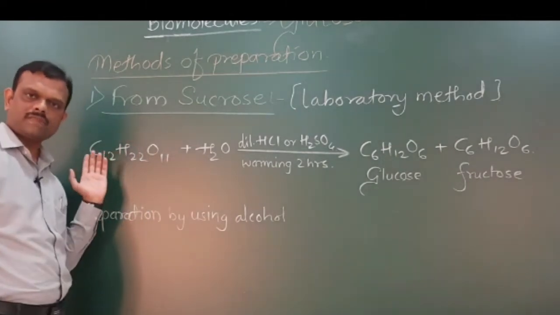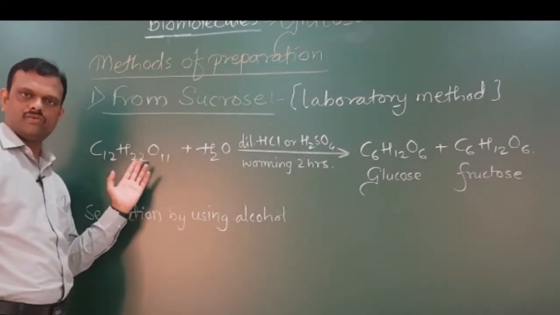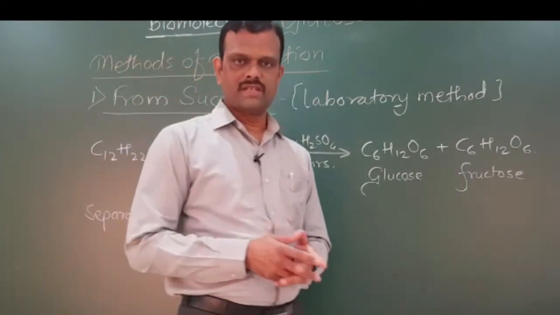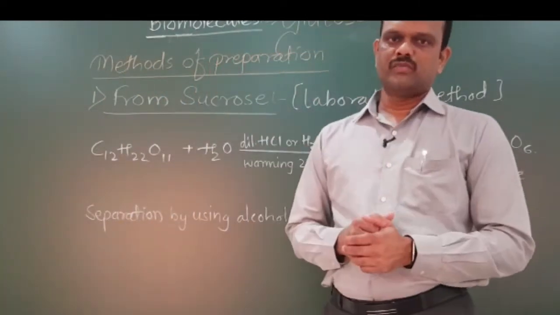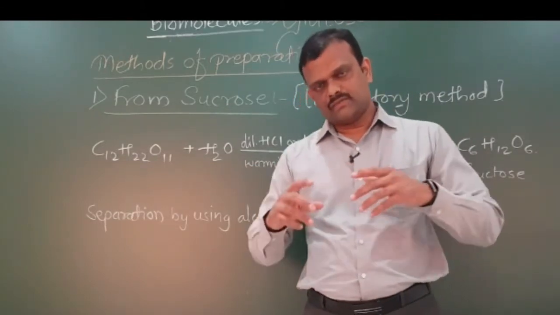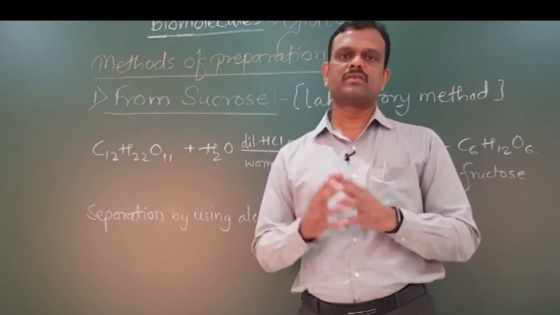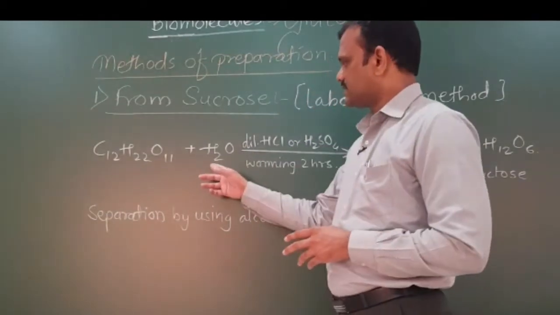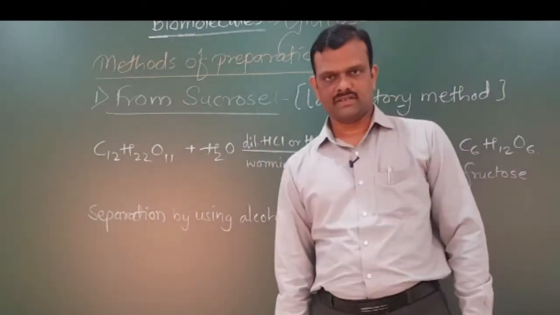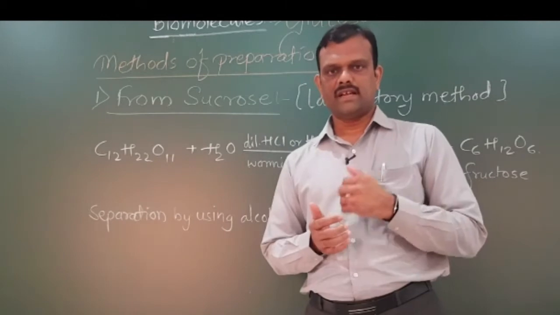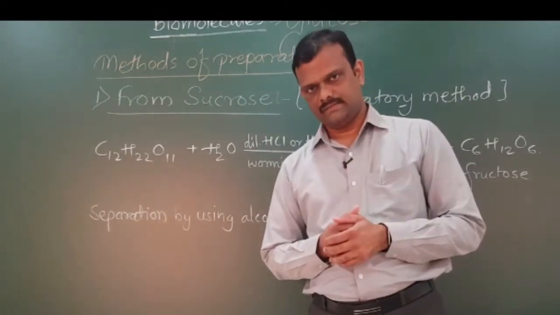Now the first method, it is from sucrose, that is cane sugar, whose formula is C12H22O11. You just have to carry out the hydrolysis of this cane sugar. Hydrolysis means addition of a water molecule on one reactant that produces two products. That process is called hydrolysis. Now this hydrolysis is acid catalyzed hydrolysis. That means the reaction takes place in presence of acids like dilute HCl or dilute sulfuric acid.